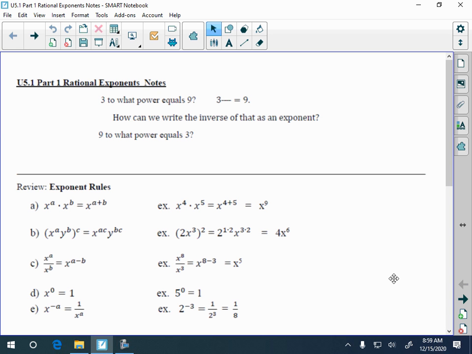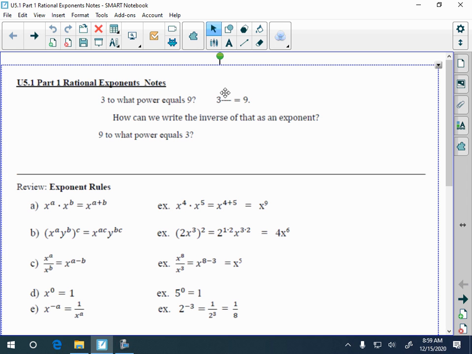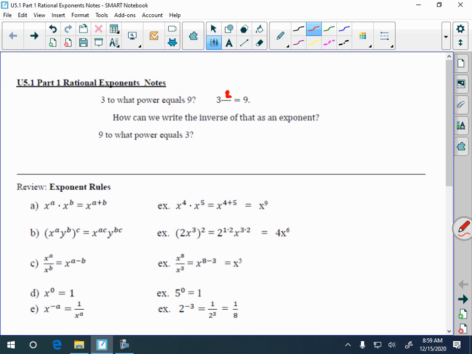So we're going to look at this first example. 3 to what power is going to equal 9? 3 to what exponent equals 9. So you can see the little equation that we have set up there. And so you should know that 3 to the second power is equal to 9. All right, so 3 squared equals 9.